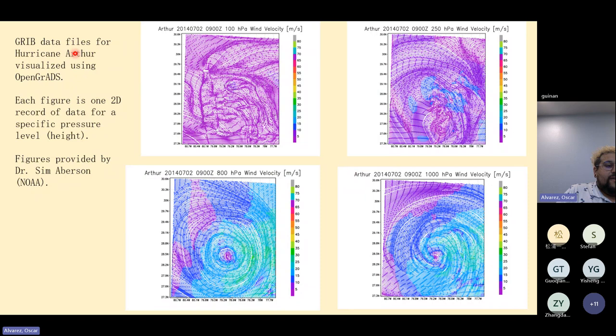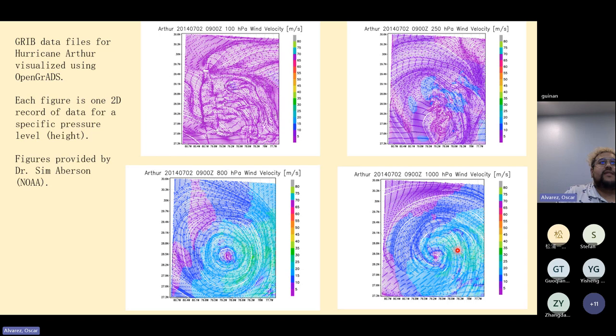So here's an example of the hurricane data from the GRIB files. These are grid files for Hurricane Arthur, and these are visualized using OpenGrADS. So this is the OpenGrADS software. You could see that this is just a two-dimensional slice of the hurricane. And as we go this way, like reading a book, the pressure is increasing. So this is the top of the hurricane, and then we go further down to the lower part of the hurricane. And this is just the velocity.